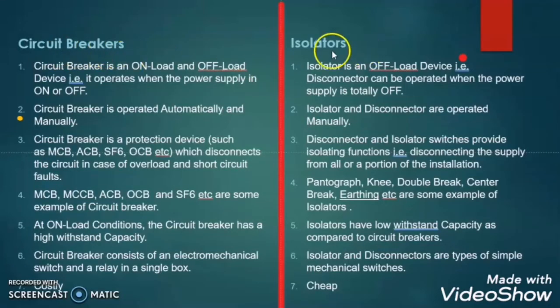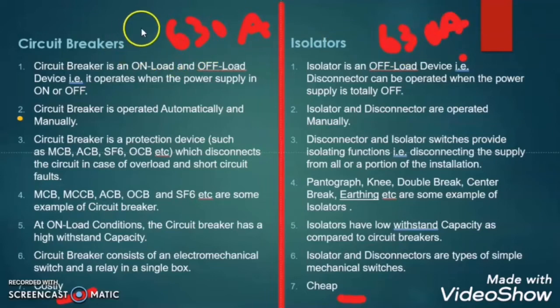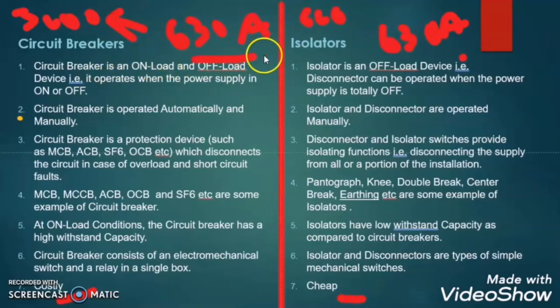The other difference between the circuit breaker and isolator is that the circuit breaker is costly and the isolator is cheap. Suppose we are going to buy a circuit breaker of 630 ampere and an isolator of 630 ampere. If the circuit breaker rate is around 3000 dirham, then the same rating isolator you can get for only 600 dirham. So there is a multiple-time difference in the price if you buy the same rating of circuit breaker and isolator. The isolator is much cheaper than the circuit breaker.